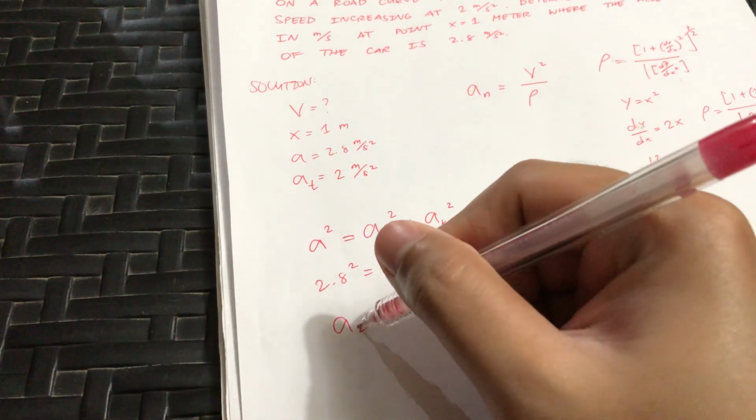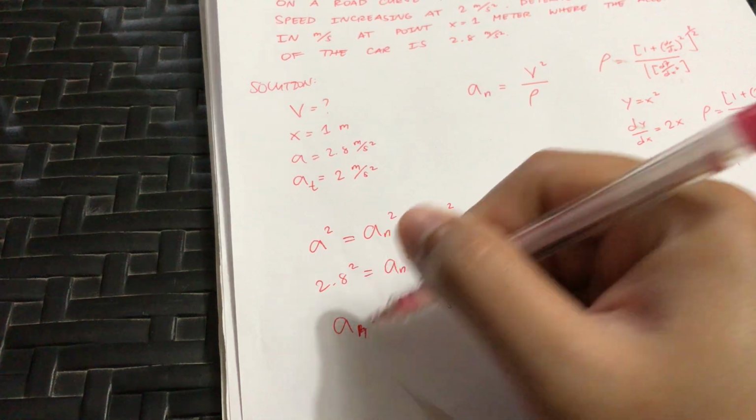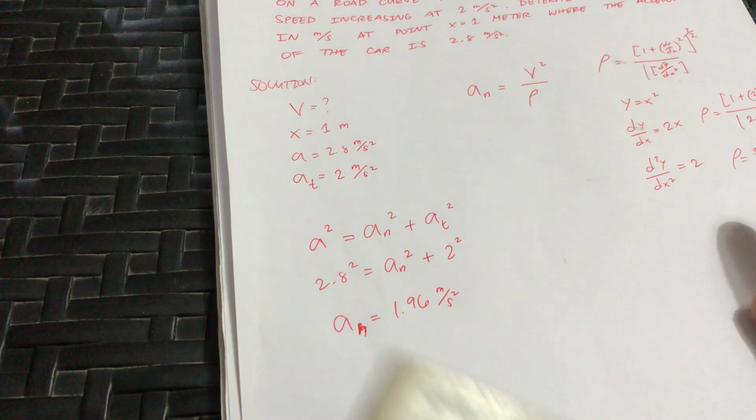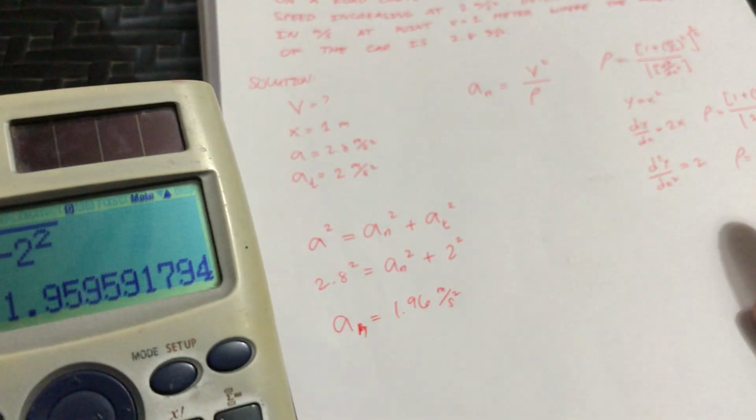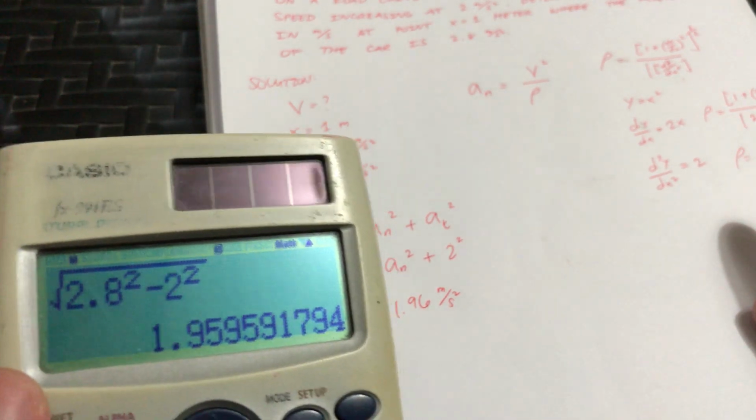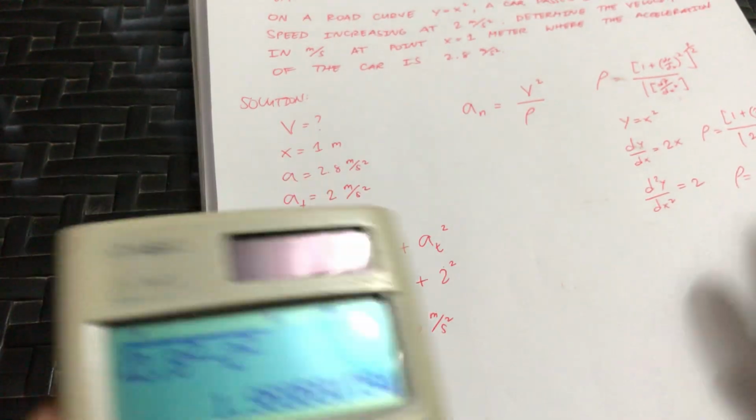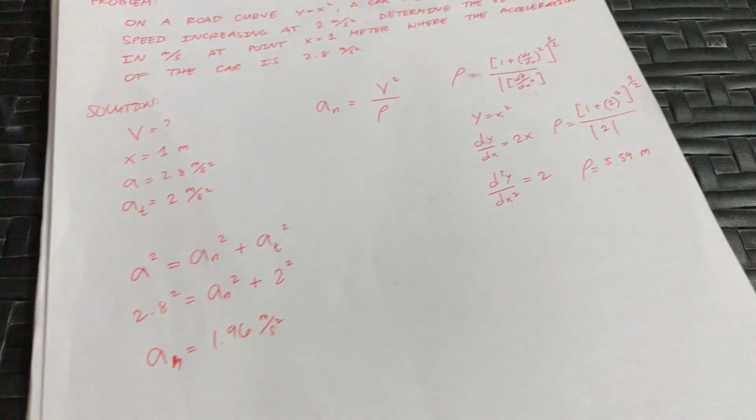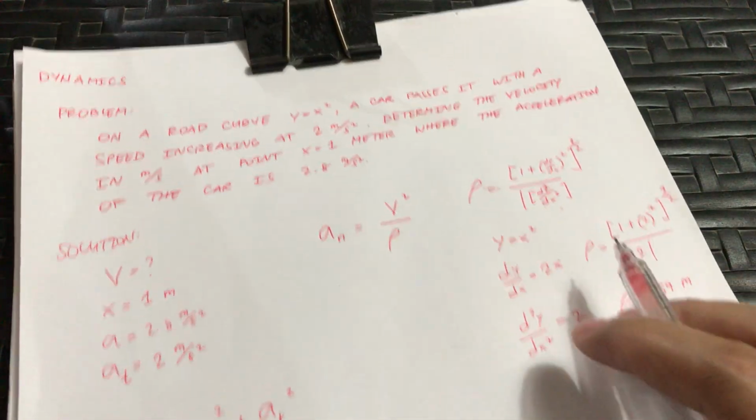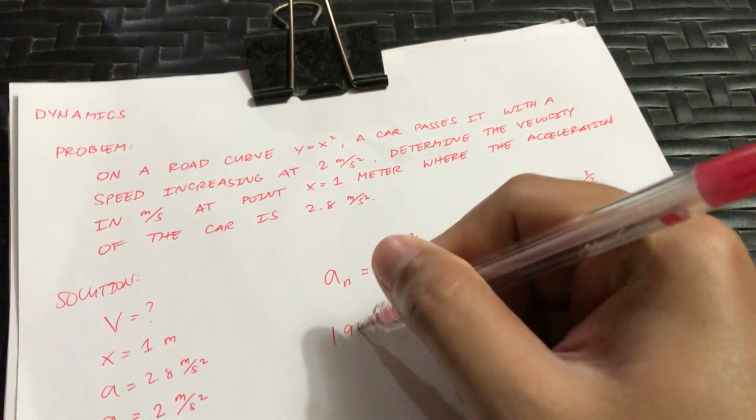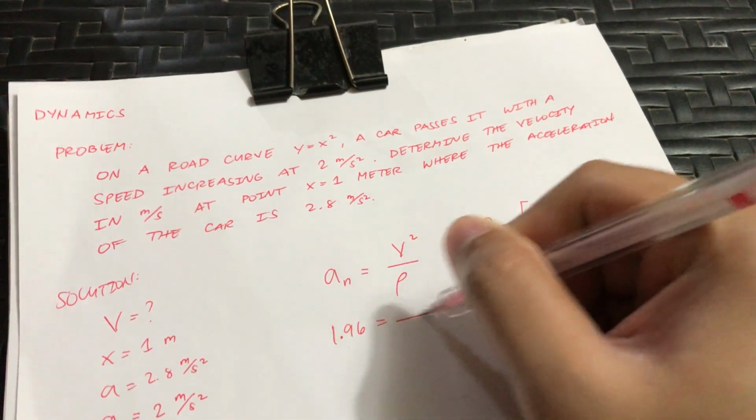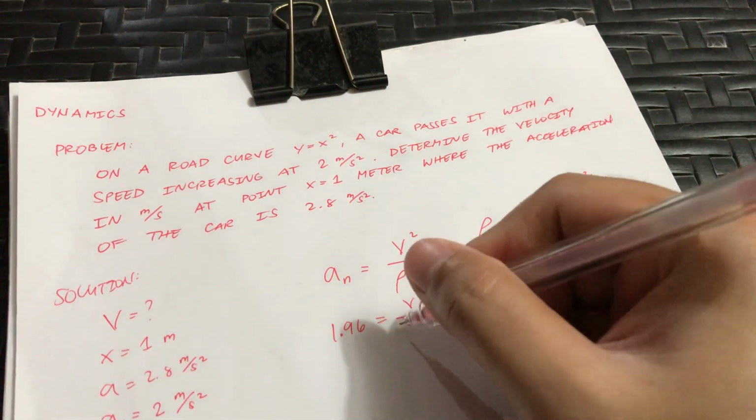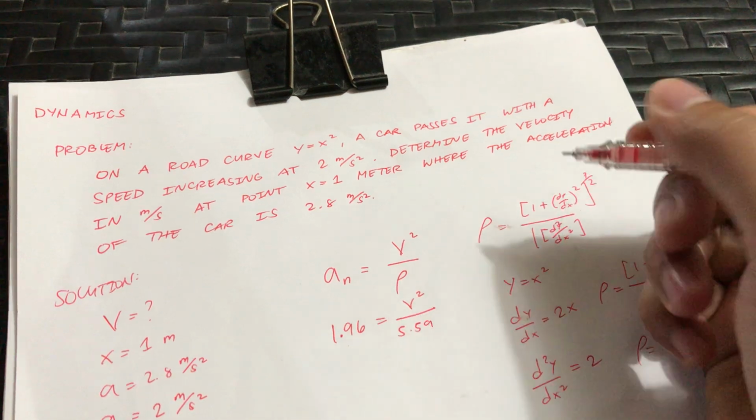So this is the normal acceleration. Okay, rearranging that, we now have the normal acceleration and the radius of curvature. We can plug it here: 1.96 equals v squared all over rho, which is 5.59.